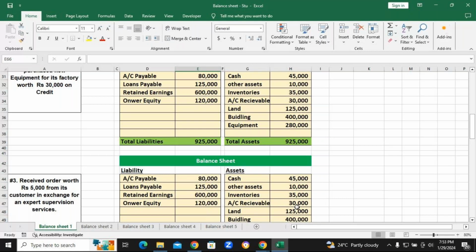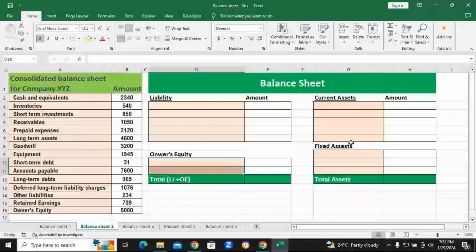So I wanted you people to solve this 5, 6, 7 and balance sheet 2, this one. You have to just put in the line items in the respective places and solve it. Till now you have solved so many balance sheets, so you must have got an idea of which line items should come under current assets, which under fixed assets, and what should come under liabilities and owner's equity. Just put the things into the places and try to solve it.